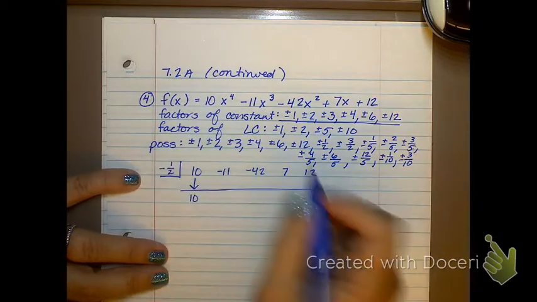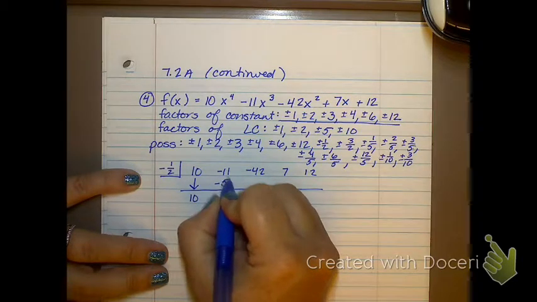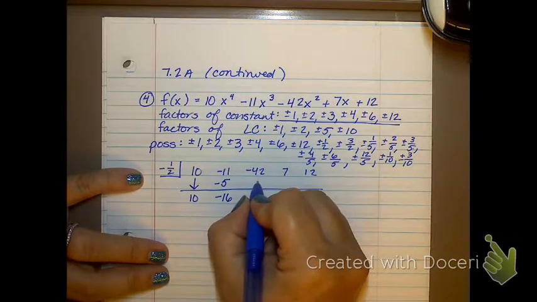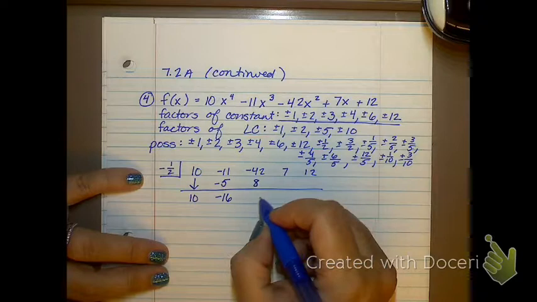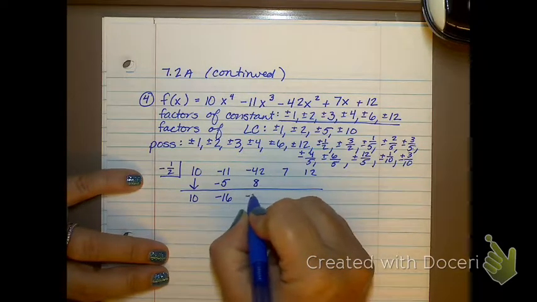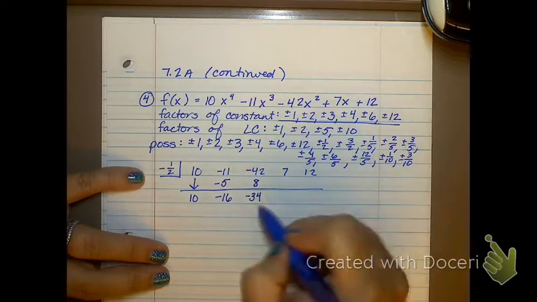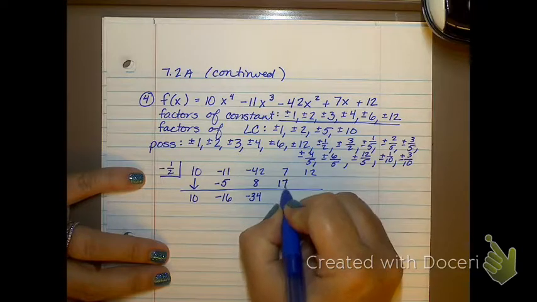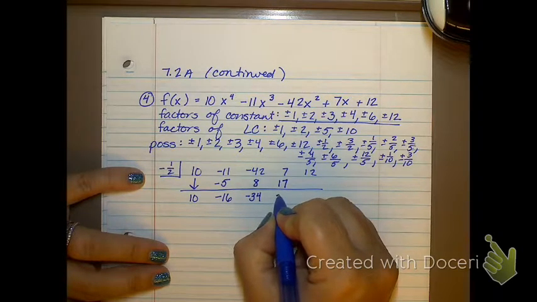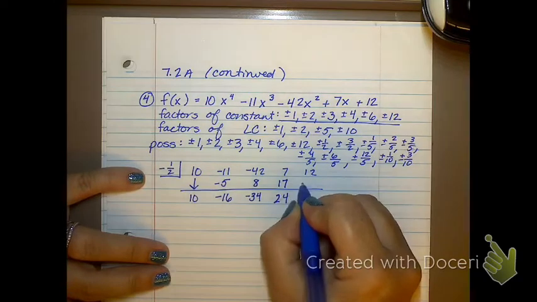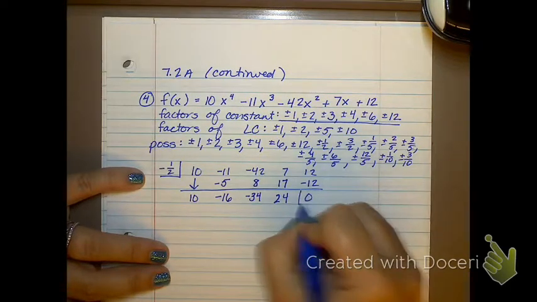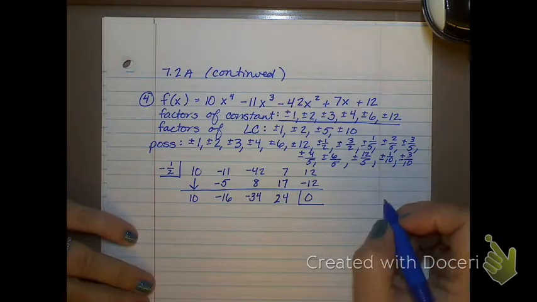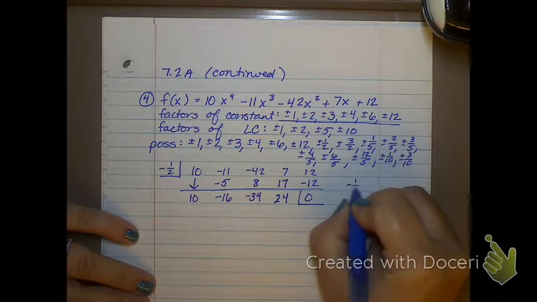10 times negative 1/2, negative 5. Negative 11 and negative 5 is negative 16. Negative 16 times negative 1/2 would be positive 8. What's negative 42 and positive 8? Negative 34. Negative 34 times negative 1/2 would be 17. 17 and 7 are 24. 24 times negative 1/2 is negative 12. Hallelujah, it worked. I was a little worried there. So, how many answers am I looking for total? 4. And negative 1/2 is one of those 4 answers.